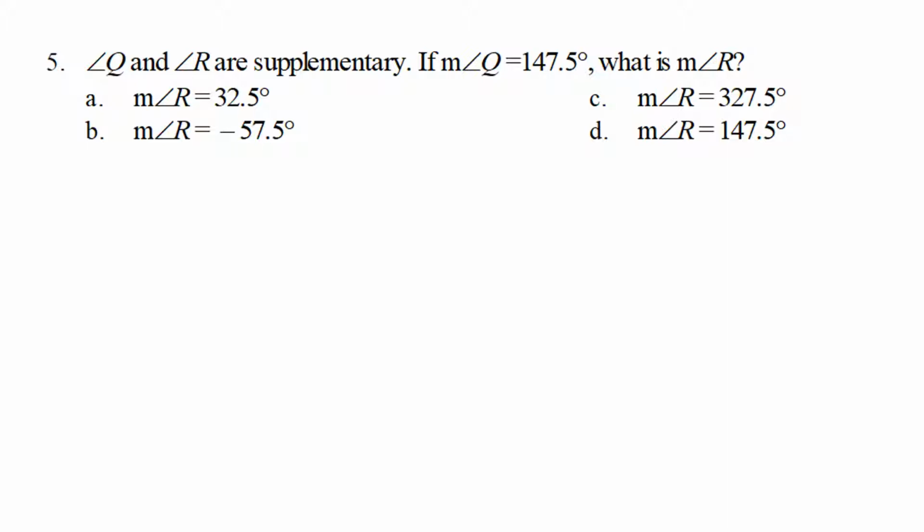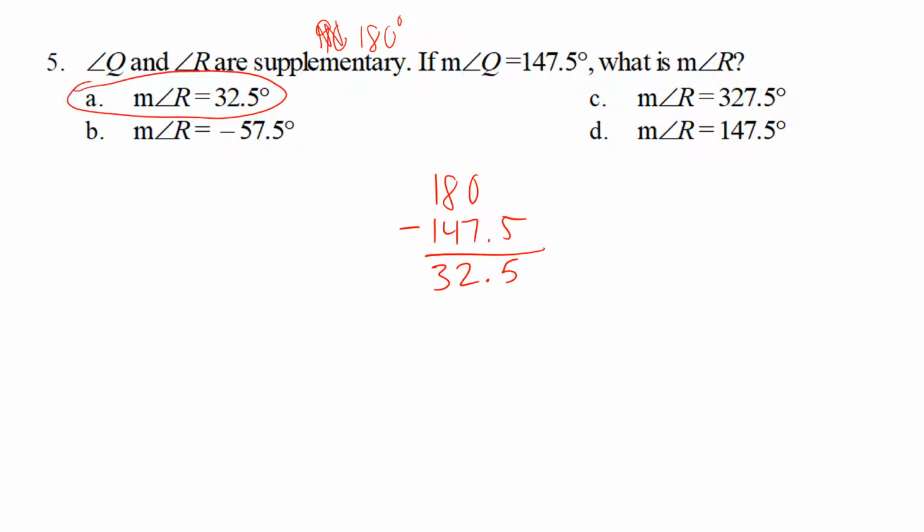So angle Q and R are supplementary. That means they add up to, oops, not 90, 180 degrees. So that means we take 180 and we subtract 147.5, and that will be 32.5. There you go. Super easy.